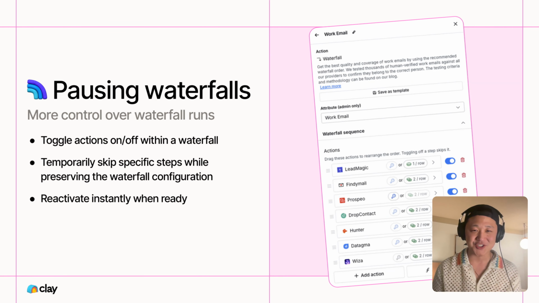Pausing waterfall actions. We're always trying to expand the level of control and configurability that you have. Sometimes individual providers have temporary issues like rate limits, downtimes, whatever. Now you have more control over your waterfalls by being able to temporarily disable specific steps without breaking the entire waterfall. You can easily tap into or out of specific steps without having to reconfigure the whole thing.